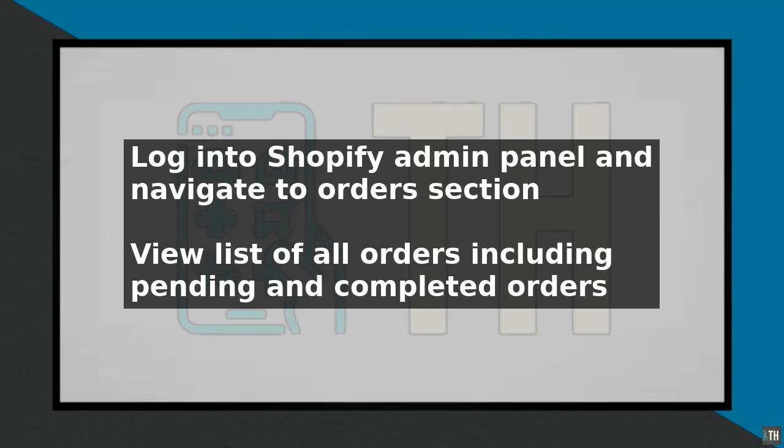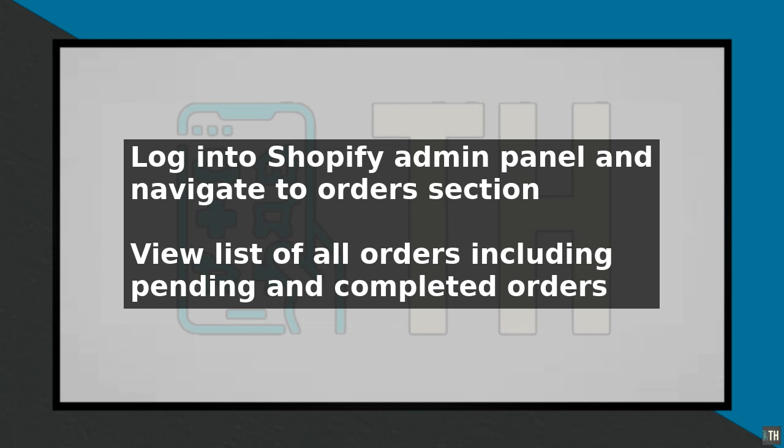To track an order on Shopify, start by logging into your Shopify admin panel and navigate to the Orders section. Here you will see a list of all your orders, including pending, processing, and completed orders. Find the order you want to track and click on it to view the order details page.